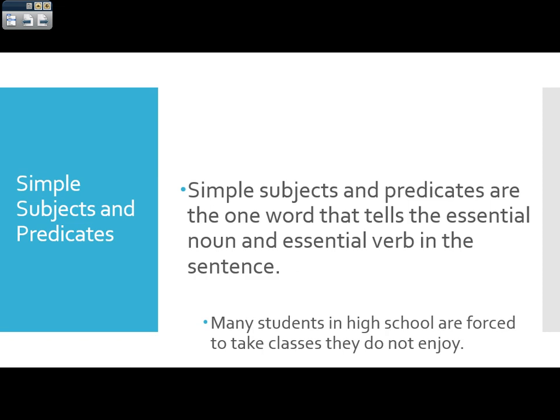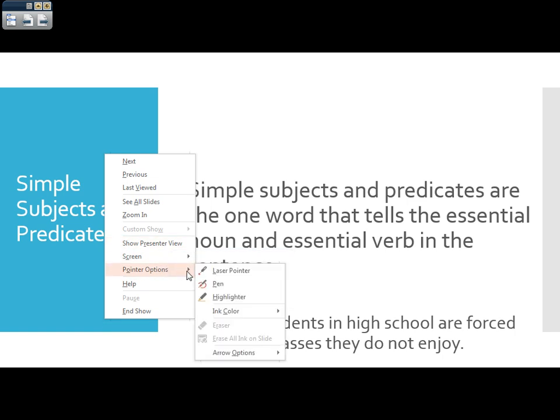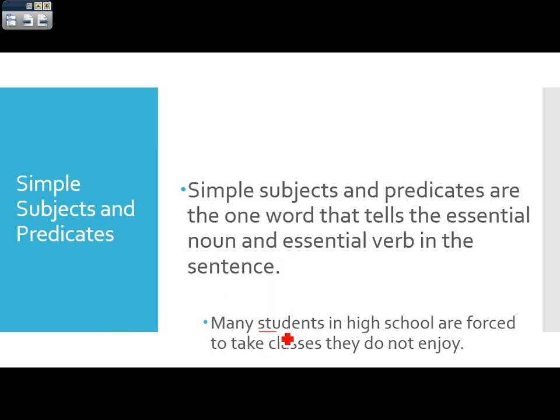Once you've found and are able to identify the complete subject and complete predicate, then you should be able to find the simple subjects and simple predicates, which is the one word that tells the essential noun or the essential verb in the sentence. So in the example sentence below, many students in high school are forced to take classes they do not enjoy. What is the one word that tells us what the sentence is about? The one main noun. Students. So students is going to be your simple subject in this case.